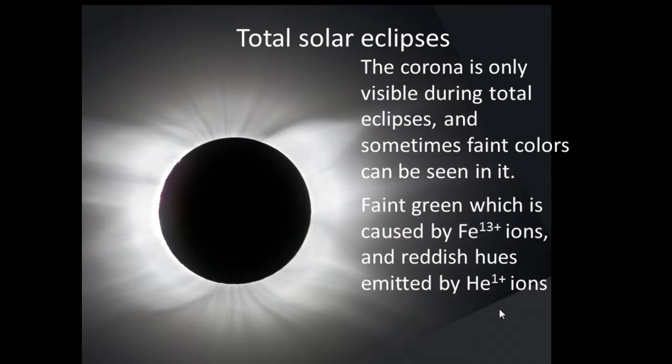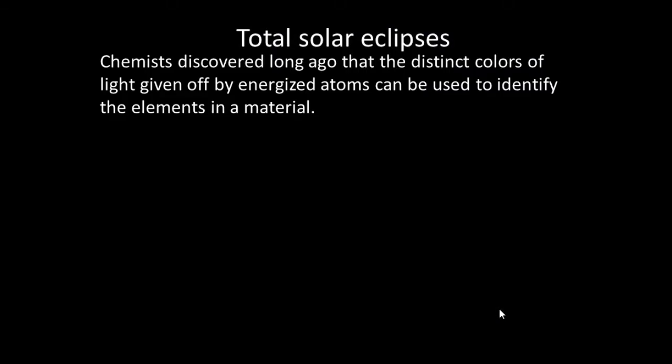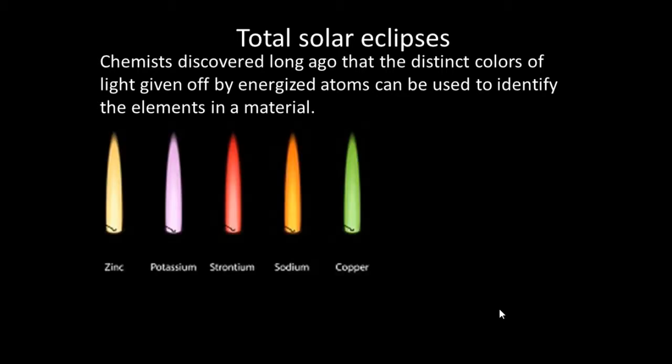Faint green, which is caused by Fe13+ ions, and reddish hues emitted by helium-1+ ions. Chemists discovered long ago that the distinct colors of light given off by energized atoms can be used to identify the elements in a material. There are some examples.